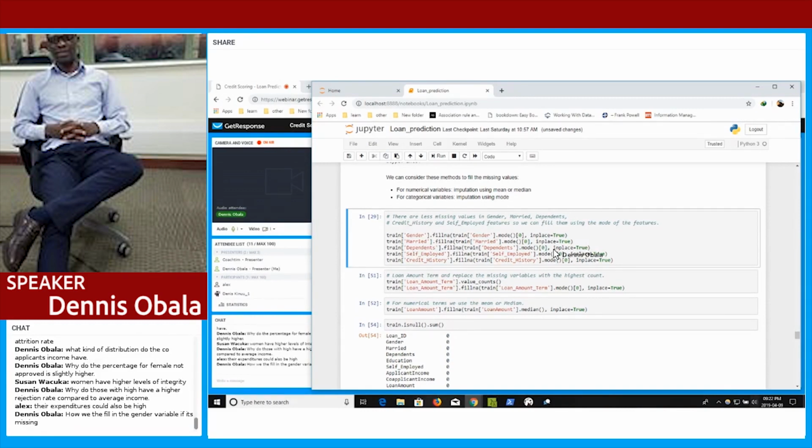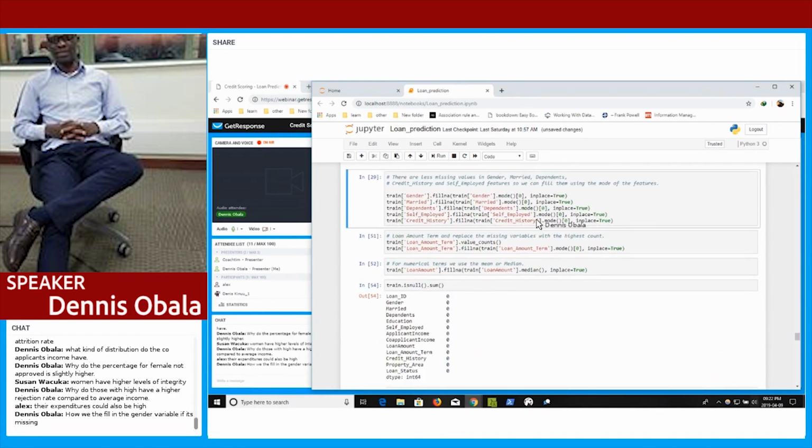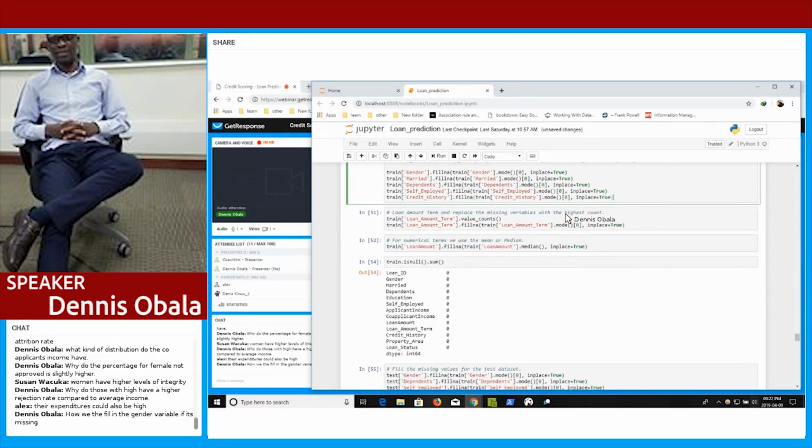So for gender, for anything that is categorical, we are going to use the mode. The mode is the most common. For example, for gender, we just fill in with the most common gender value. For married, we also use the mode. Number of dependents, we will also use the mode. The self-employed, we will also use the mode. So we fill in most of those using the mode, and then we'll go to the loan amount.